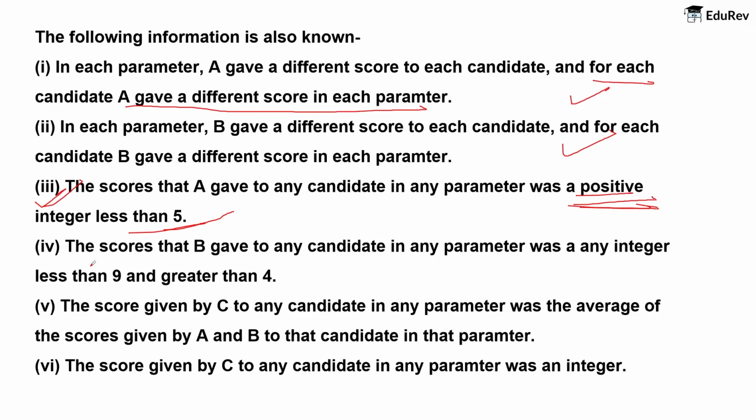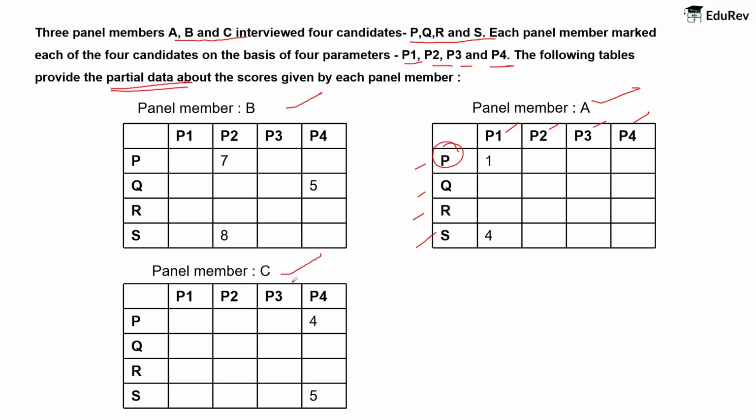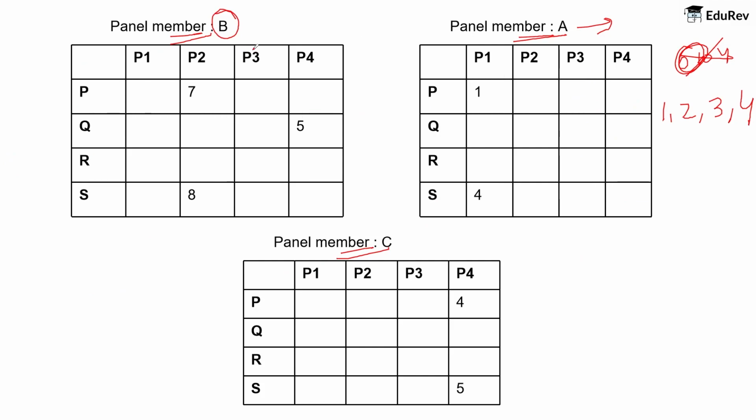Let's go to the next point. The scores that B gave to any candidate in any parameter was any integer less than 9 and greater than 4. So the scores given by B are in the range less than 9 but greater than 4. So what are the possible integers? Greater than 4 and less than 9: 5, 6, 7 and 8. So this is the score which B gave.